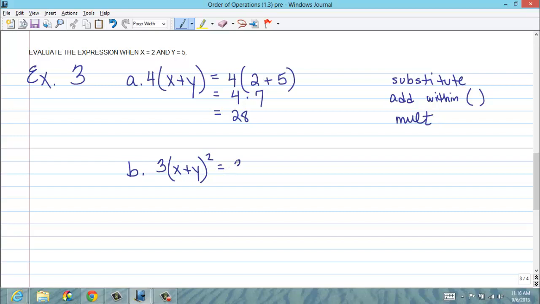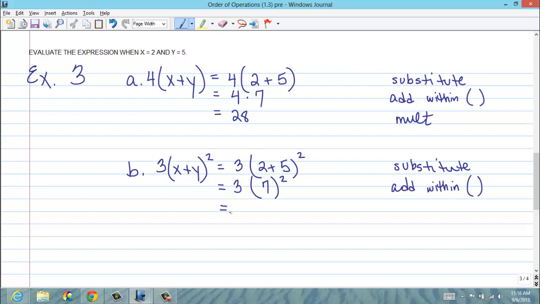So this is going to become 3 times the quantity of 2 plus 5 squared. What did I do? I substituted. Order of operations say that we do what's inside the grouping symbol first. So this will become 3 times the quantity of, what is 2 plus 5? That's 7. And the squared is still there. What did we do? We added within the parentheses.